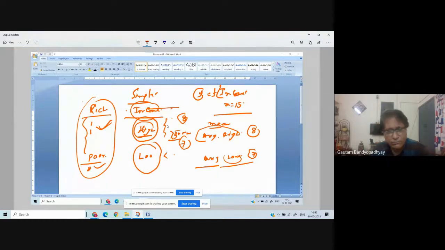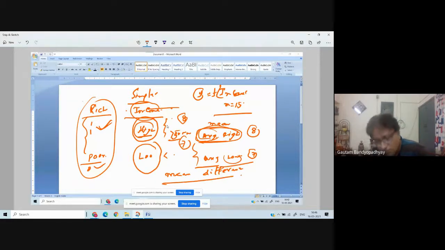So obviously there is a huge difference between their mean levels. Between the average of the high income group and the average of the low income group, there is a huge gap. That is called the mean difference. There must be some mean difference of income. If there is a mean difference of income, then we can discriminate, we can differentiate. This is number one. Number two is very important.